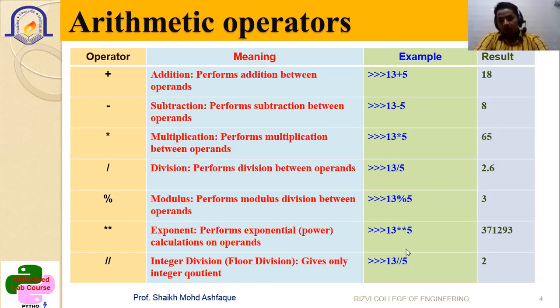Next is 13 double divide by 5. It gives 2. You can see the difference between the single divide and double divide. In case of the single divide, 13 divided by 5 gives the value 2.6, that is your float value. But whenever you are using 13 double divide by 5, it gives an integer division value, so here it only returns 2. Whenever you require, as per that, you can utilize either the float division or the integer division.